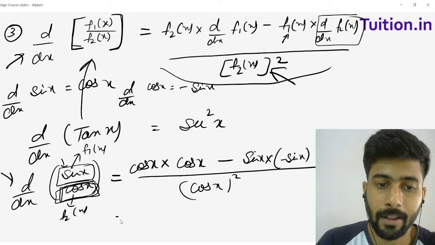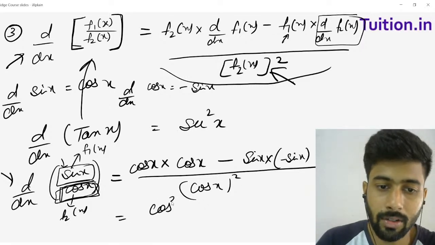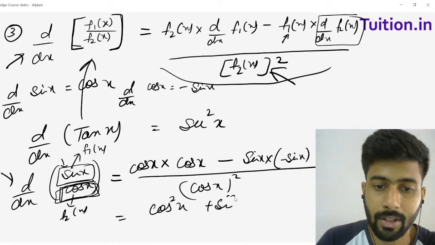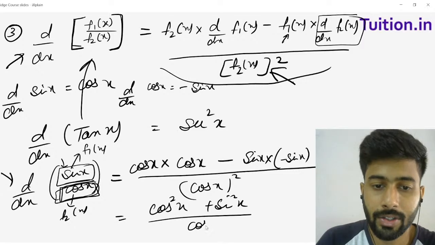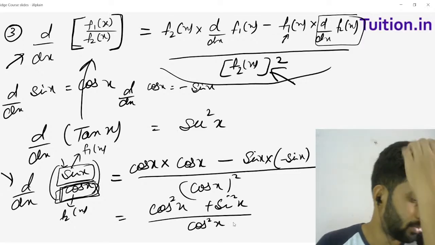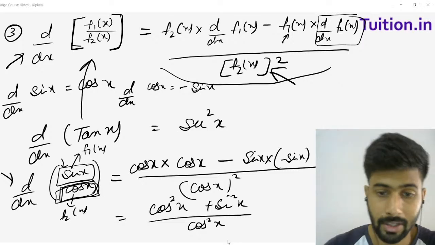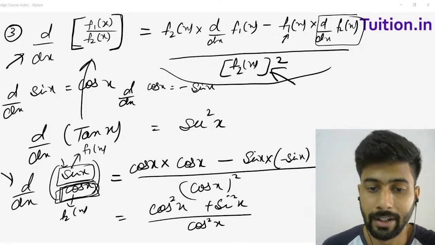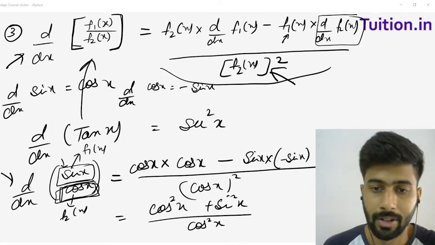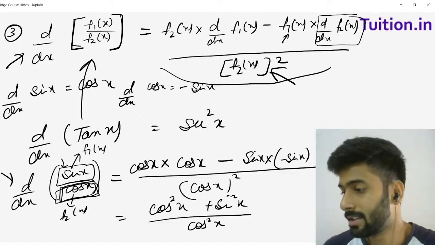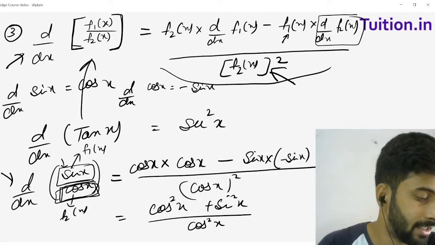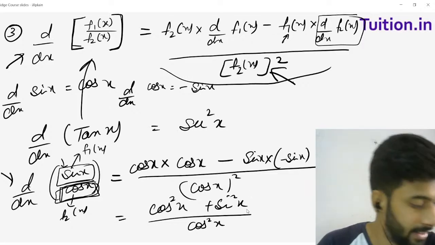That's all. So what do we have in the numerator, guys? Cos square x plus sin square x. What do we have in the denominator? Cos square x. Right, Tejasri. I don't know why I am pronouncing your name wrongly again and again, because I have heard too many Tejasvis and less number of Tejasris, so please don't mind.